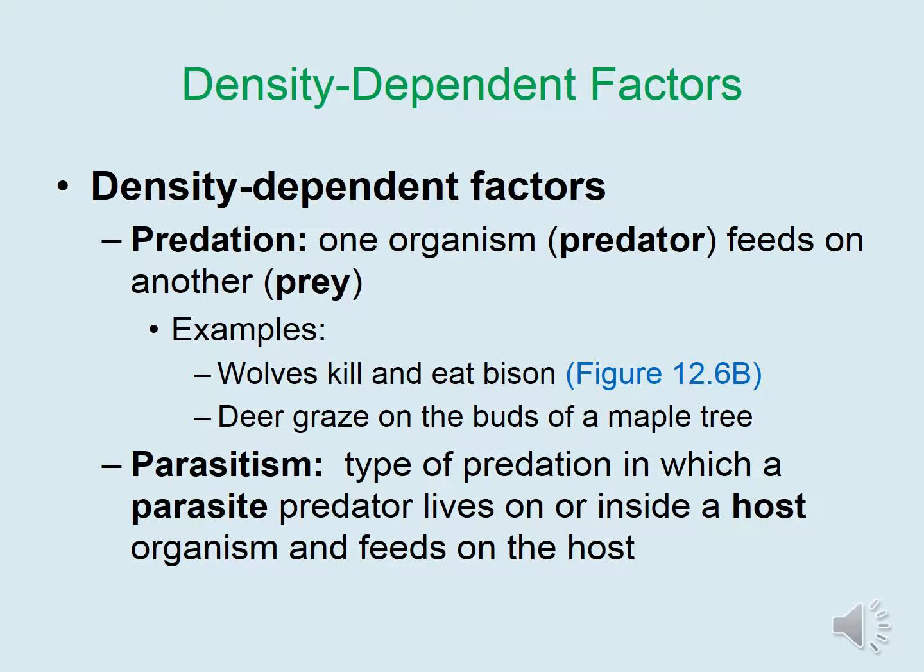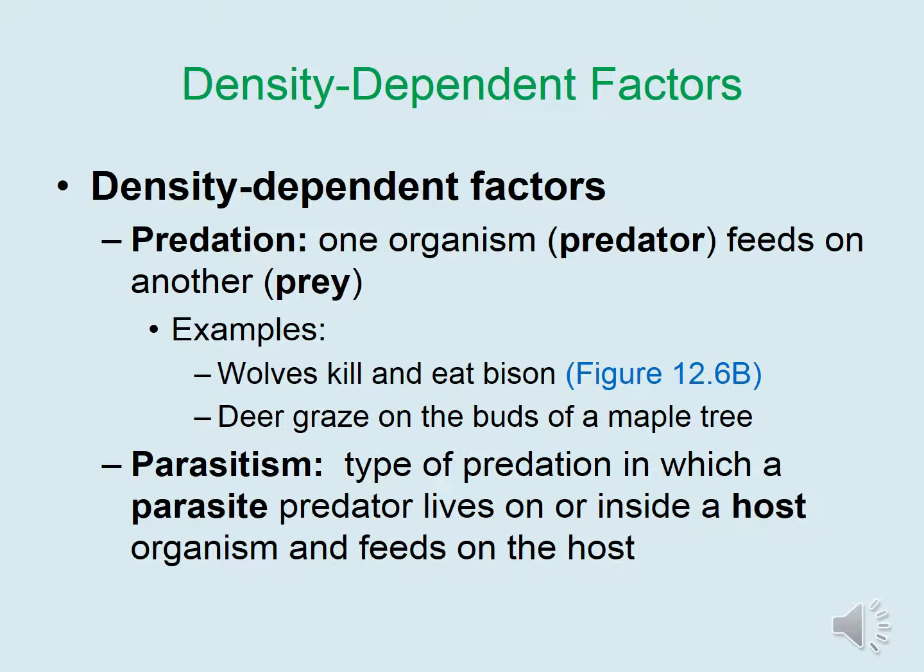Examples of density-dependent factors include predation and parasitism. During predation, one organism called the predator feeds on another organism called the prey. Examples of predation include wolves killing and eating bison, or deer grazing on the buds of a maple tree. The higher the number of bison there are in an area, the more effective that wolves are at keeping the bison at their carrying capacity, because it will become easier and easier for wolves to find the bison.